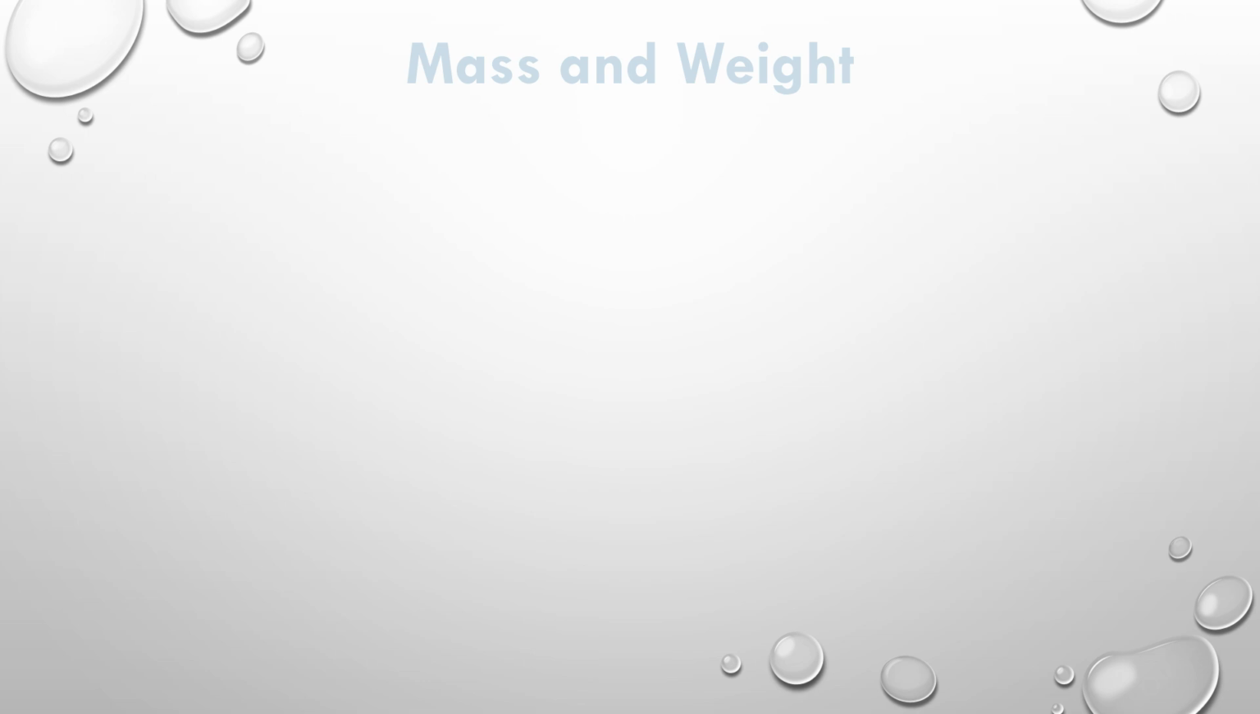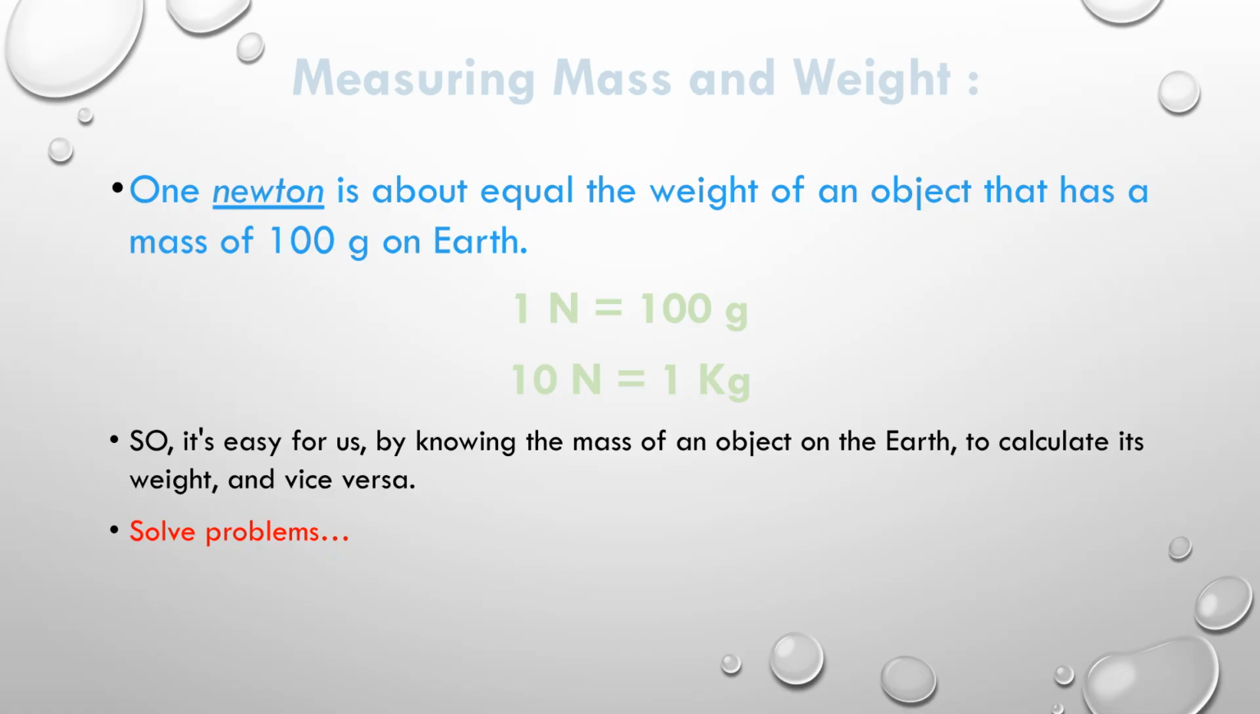Weight is the force of gravity on an object, which varies by location and is measured in newtons using a spring scale. 1 newton is approximately equal to the weight of an object with a mass of 100 grams on Earth. This means 1 newton equals 100 grams, or 10 newtons equals 1 kilogram. This relationship allows us to easily convert between mass and weight.